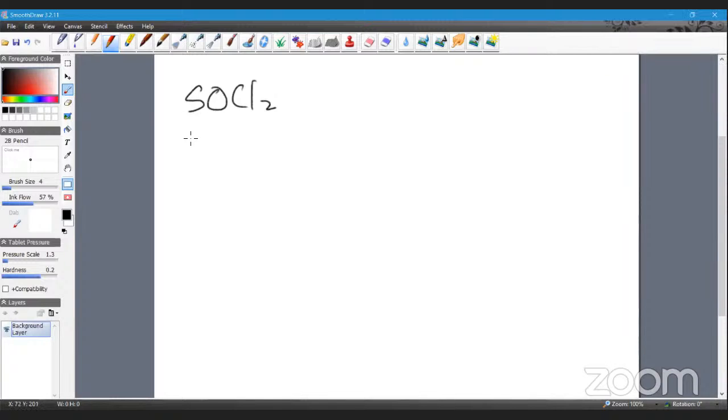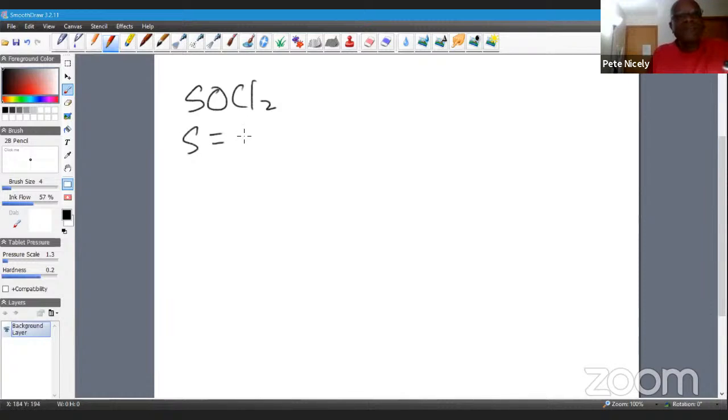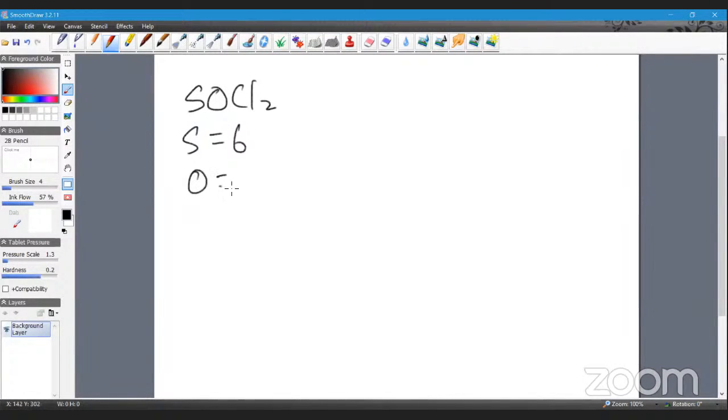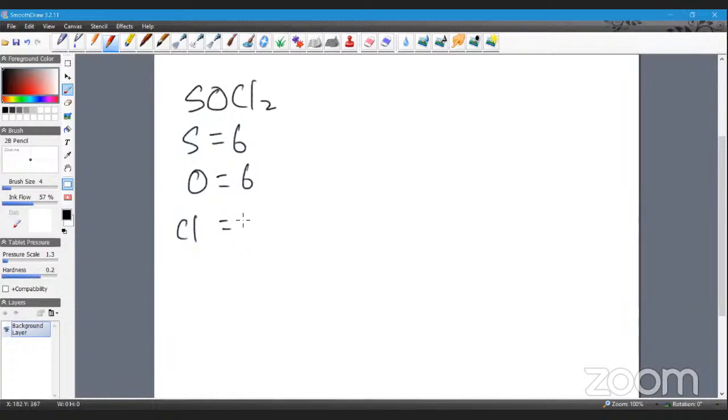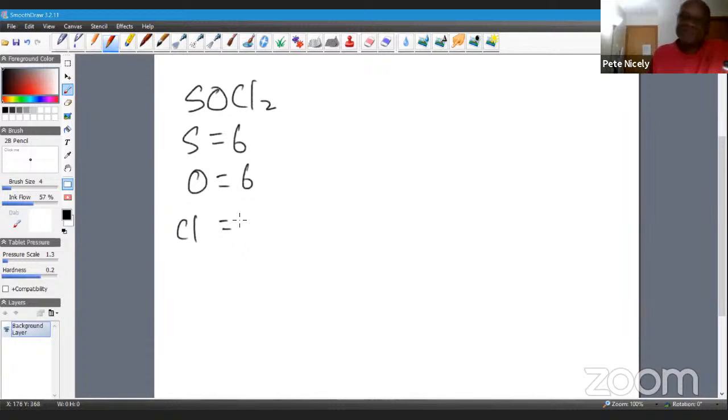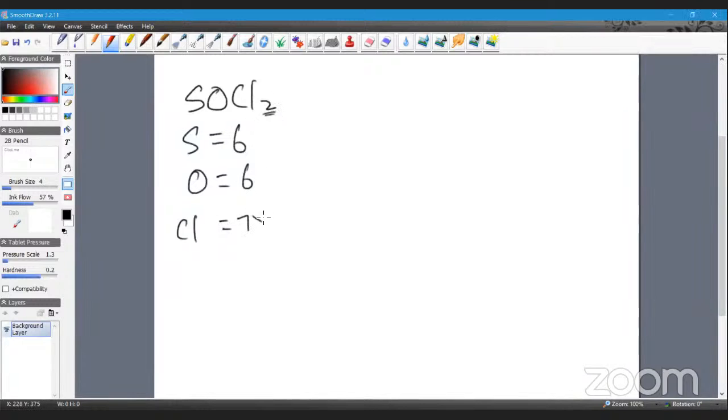Find the valence electrons. Okay, so for sulfur, that would be what? 6. And for oxygen, that would be? 6. And for chlorine, that would be? What's the group number for chlorine? 7. But because there are 2 of them, you have to multiply this by 2, so that's 14.